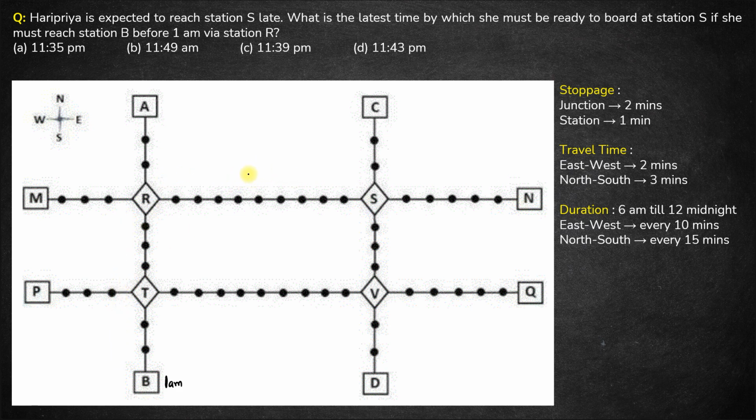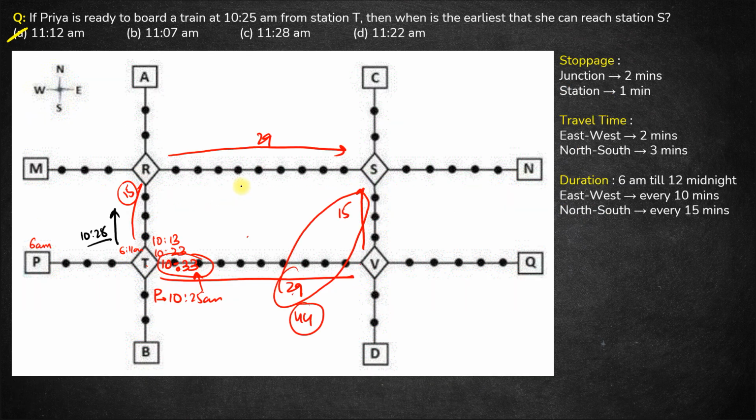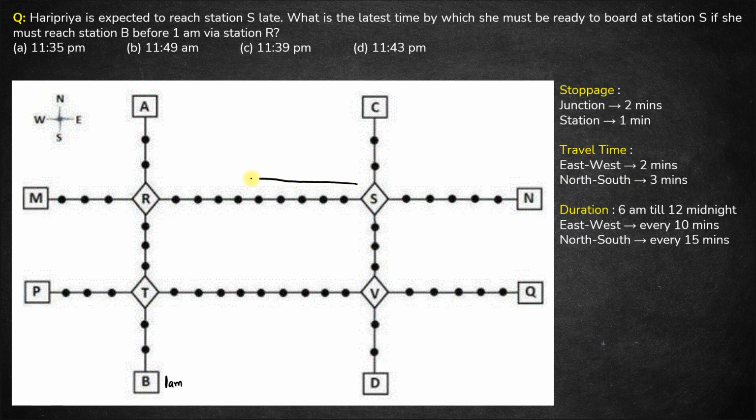Okay? Fine. So in the previous question we calculated that just the time taken to go from R to S is 29 minutes. So the time taken to go from S to R will also be 29 minutes without including the stoppage time of the train at R. Just the time taken to go from S to R is this. And just the time taken to go from R to B will be how much? Let's see. North-south direction, it takes 3 minutes just the traveling time.